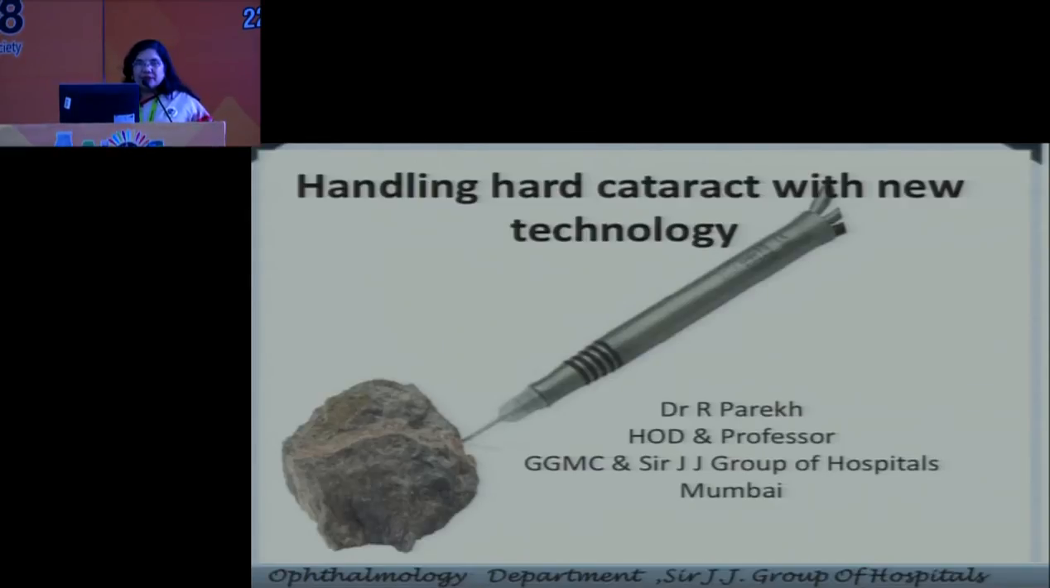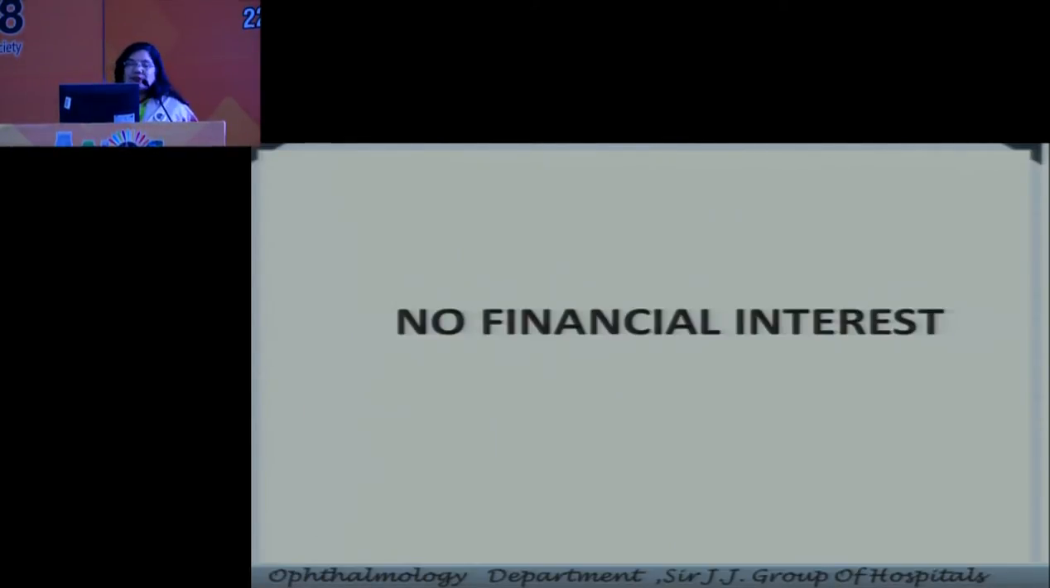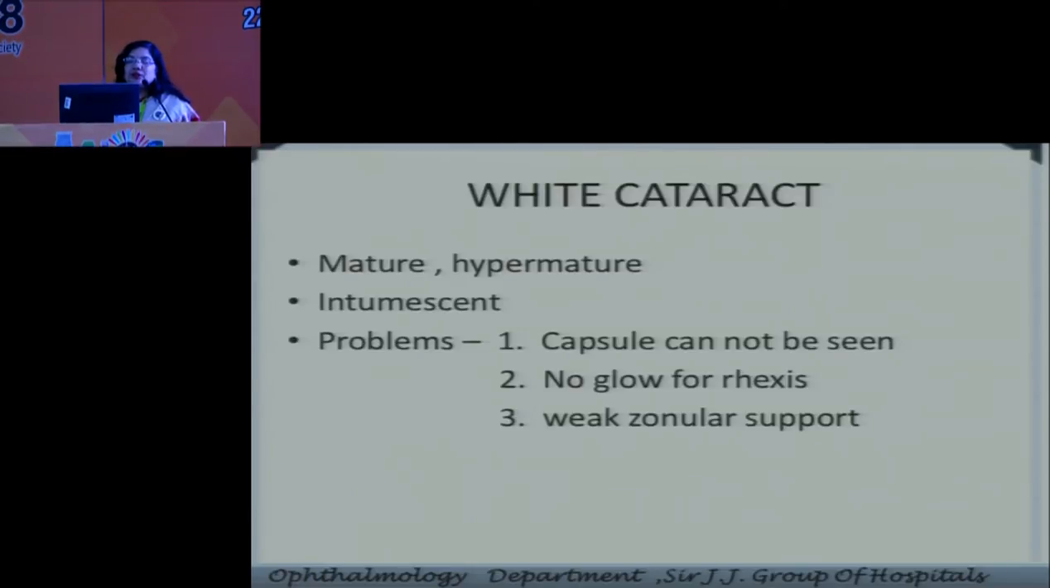We are always faced with hard cataracts in our practices in India, because people come to us at a very late stage. And also because we are a tropical country, the men who work outdoors come with nuclear cataracts, so we cannot get away with grade 1, grade 2 cataracts on any given day. I have no financial interest in the presentation. So we are faced with white cataracts, again because people come thinking that it should be operated only when it is mature. So we are faced with white, mature or hypermature, even intumescent cataracts.